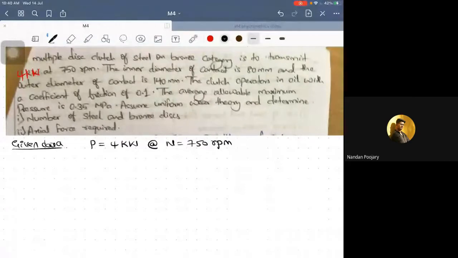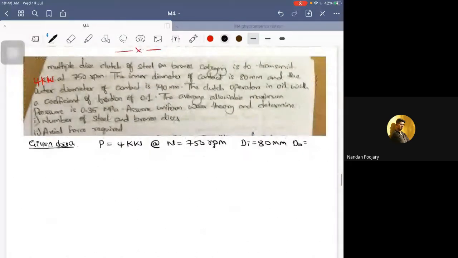Now, the inner diameter of contact is 80 mm. So Di value is specified, which is 80 mm. Next, the outer diameter of contact is 140 mm. That means Do is 140 mm. The clutch operates in an oil wet condition, so it operates in oil with the coefficient of friction mu equal to 0.1. So mu is 0.1 here.